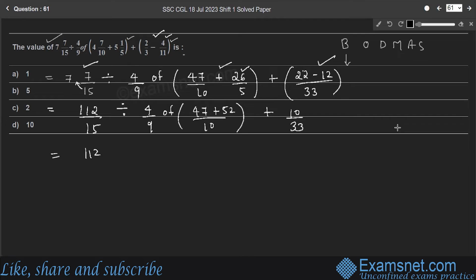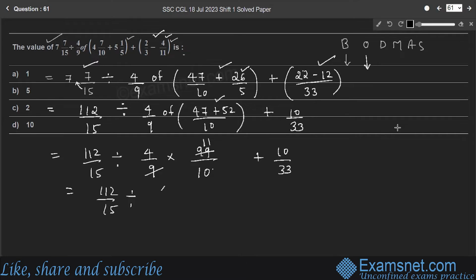Right? So 112 by 15 divided by 4 by 9 of. Of means into. So after removing the brackets, we should go for the of part. It is nothing but into. So inside the bracket, it becomes 99 by 10 plus 10 by 33. So of means into. Therefore, we can write 9 into 11 as 99. So 112 by 15 divided by, so 11 into 4, 44 by 10 plus 10 by 33.